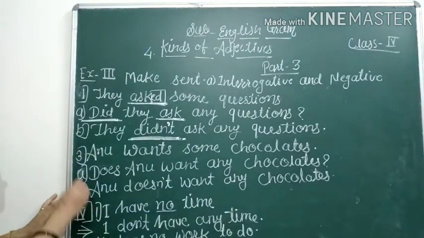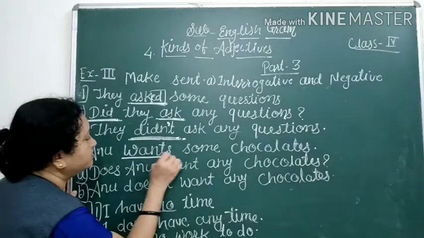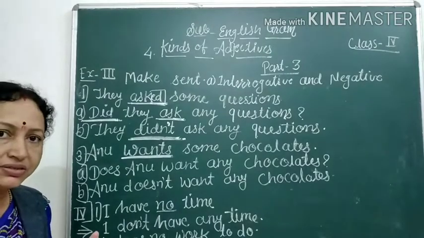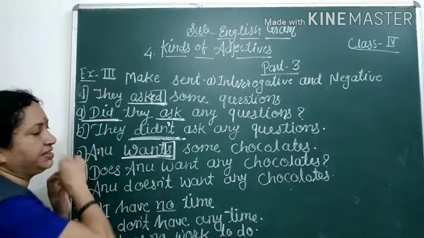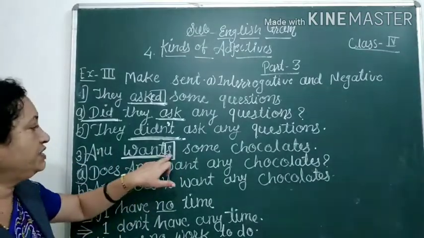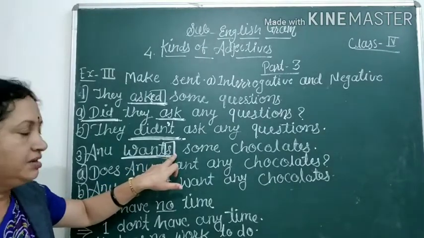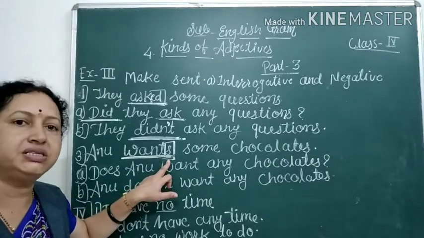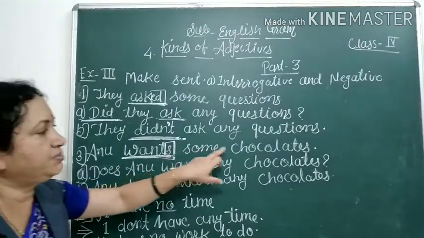Now children, in the third sentence, here is the word wants. Wants means present tense, because we use s here, not ed. Ed means past tense. So here we use s or es in present form. So, Anu wants some chocolate.